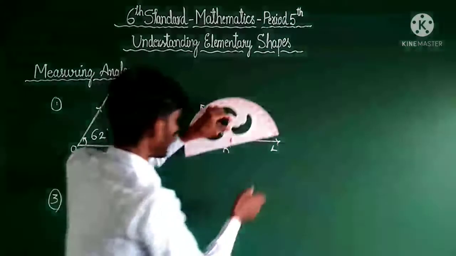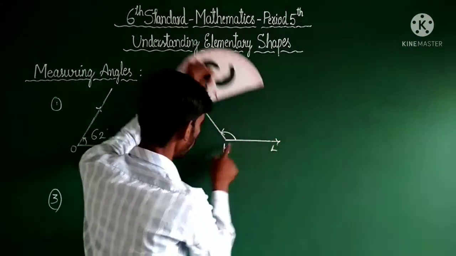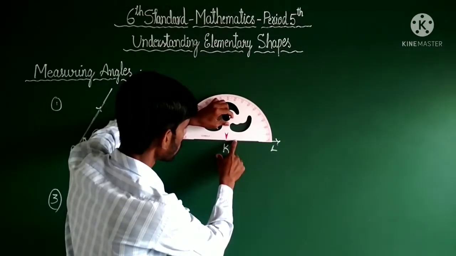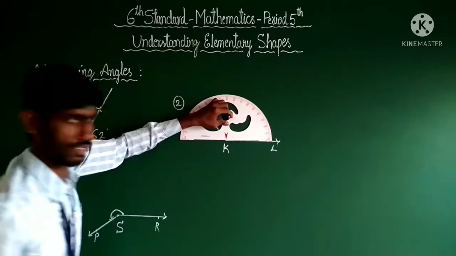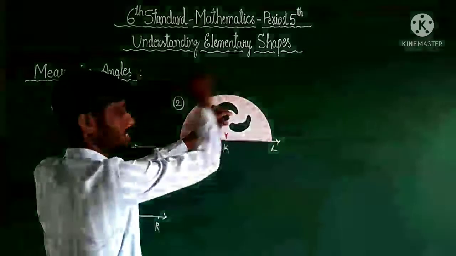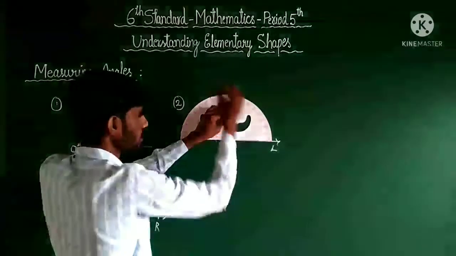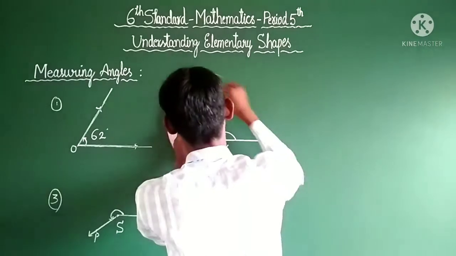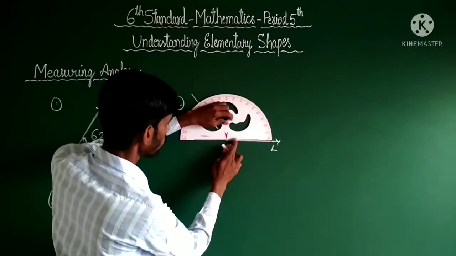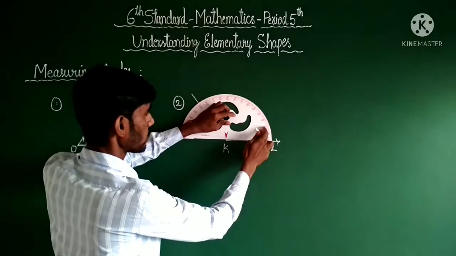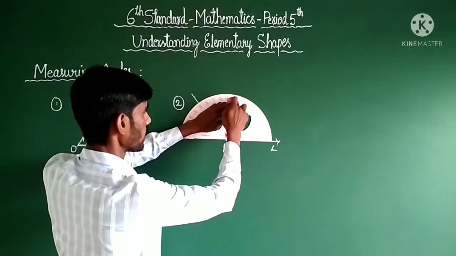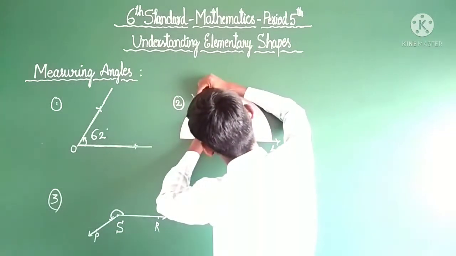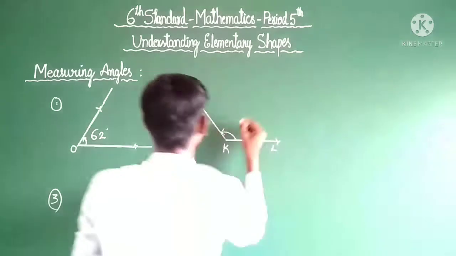Next question. Dear children, observe here. Here is a point K. We need to find out the angle. Just make it coincide. Dear children, you start from the right side. Clear? Right side, 0. Here, let us enlarge the line. 0, 10, 20, 30, 40, 50, 60, 70, 80, 90, 100, 110, 120, 129.